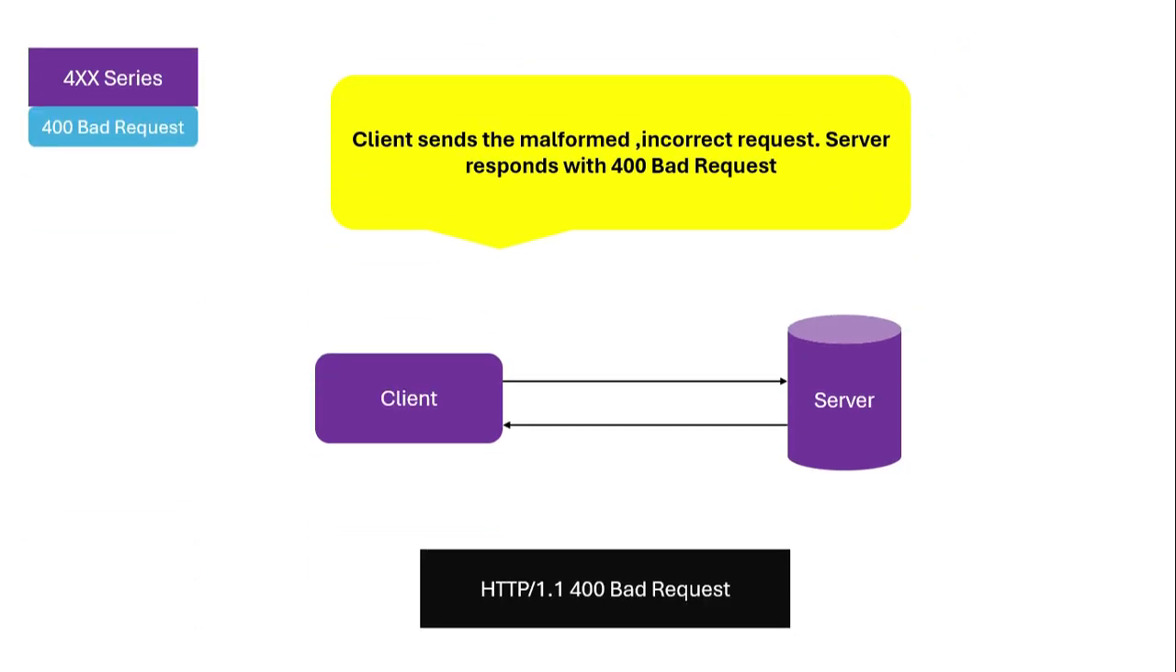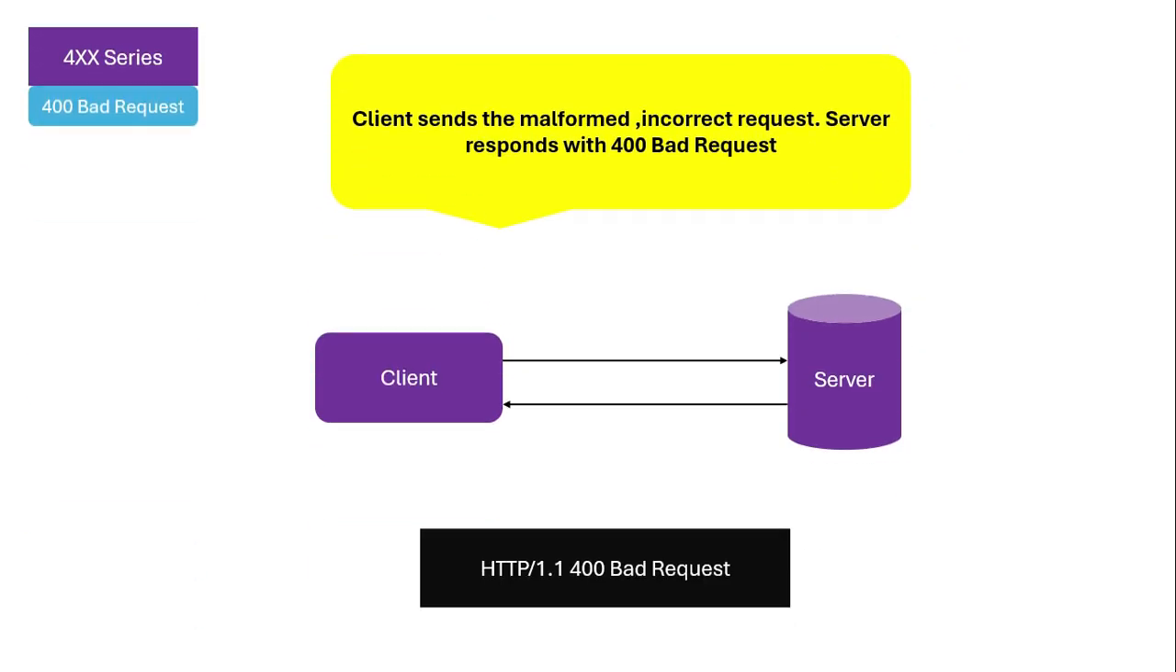Let's take a look at the 400 series. The 400 series indicates the issue is on the client side. The client may be making some mistake. For example, for 400 Bad Request, the client sends a malformed, incorrect request, so the server responds with 400 Bad Request.